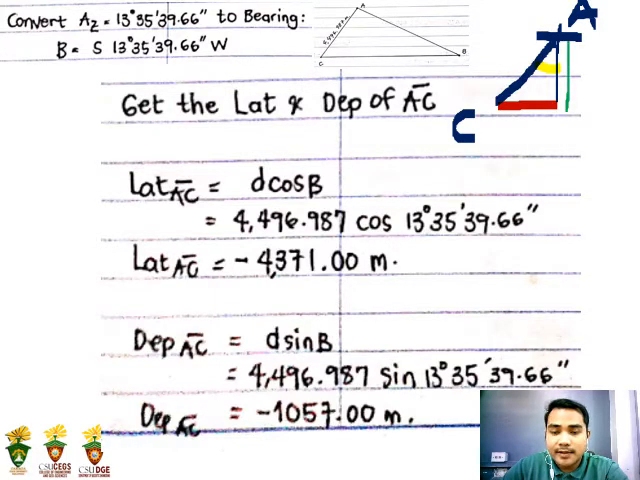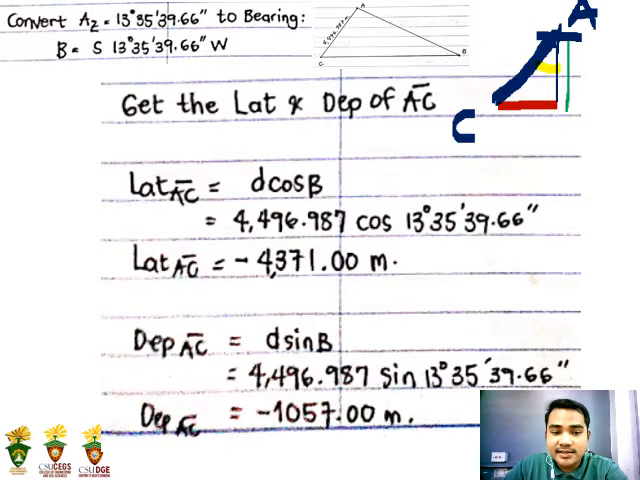So since naa man tay bearing, so ang given is ang distance, ang distance A to C, naa pod tay given na angle, interior angle. So latitude is cosine, because adjacent over hypotenuse, and for departure it is sine, because opposite over hypotenuse. Alright, so to get the value of the latitude of the line AC is distance cosine the bearing. So we have the value of 4,371 meters.